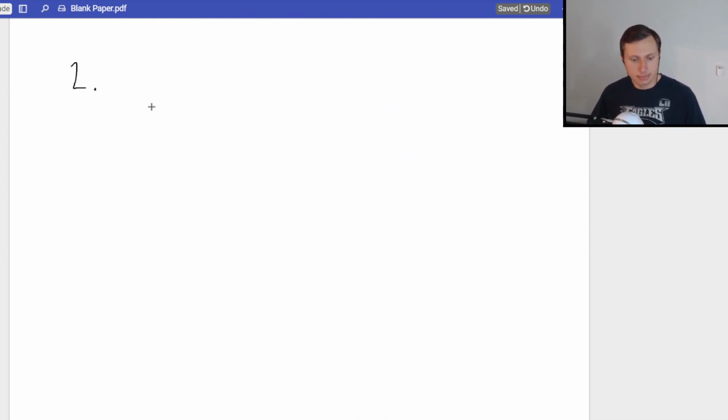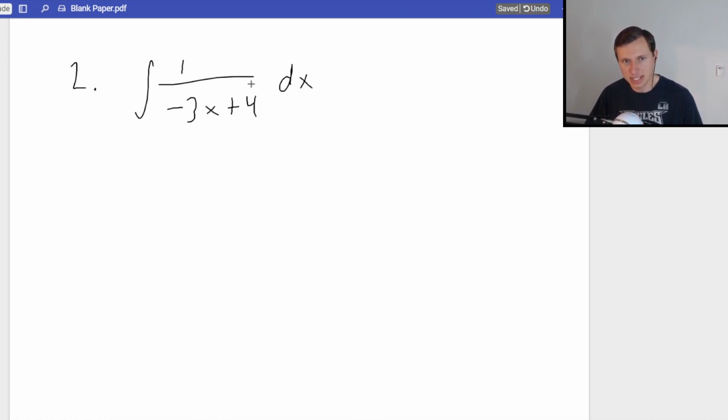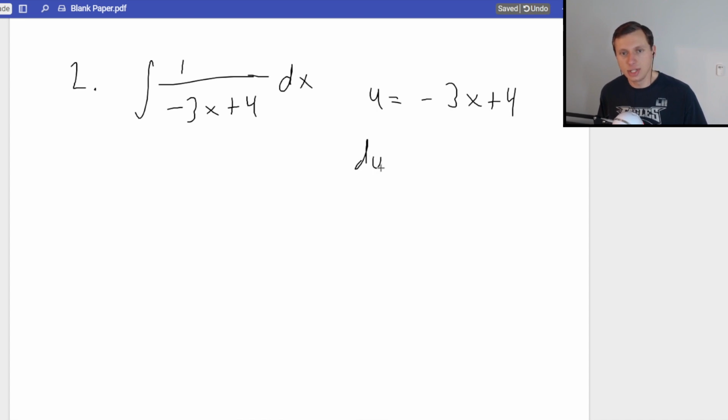Number 2. I have the integral of, let's say, 1 over -3x plus 4 dx. This is a u substitution. Why? Because it would be quotient rule if this were a derivative. But since it's an integral, it's a u substitution. Notice the Goldilocks method isn't very clear here what we choose. I'm just going to tell you, make your u -3x plus 4. Just make it the denominator. So du dx, the derivative, would be -3.